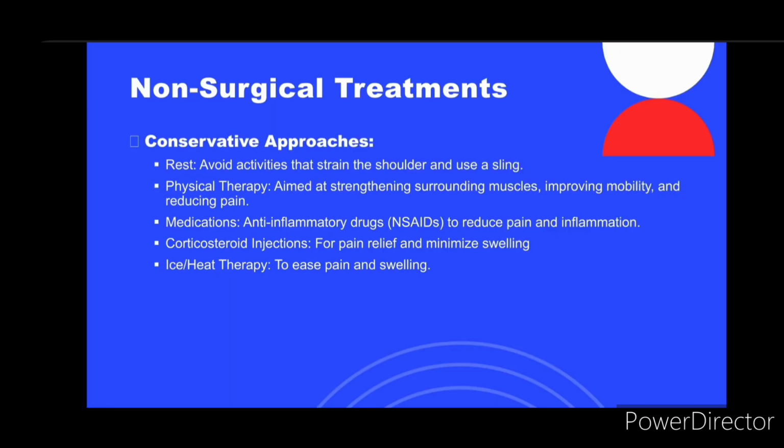Non-surgical treatments. Conservative approaches. Rest. Avoid activities that strain the shoulder and use a sling. Physical therapy aimed at strengthening surrounding muscles, improving mobility, and reducing pain. Medications. Anti-inflammatory drugs to reduce pain and inflammation. Corticosteroid injections for pain relief and to minimize swelling. Ice or heat therapy to ease pain and swelling.